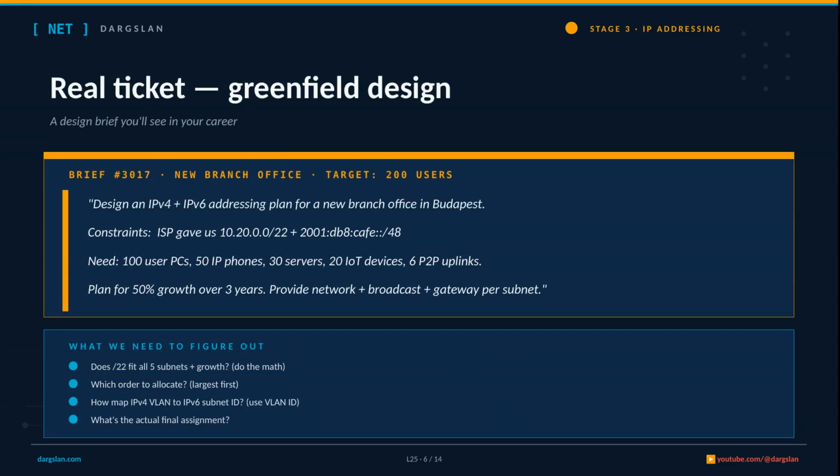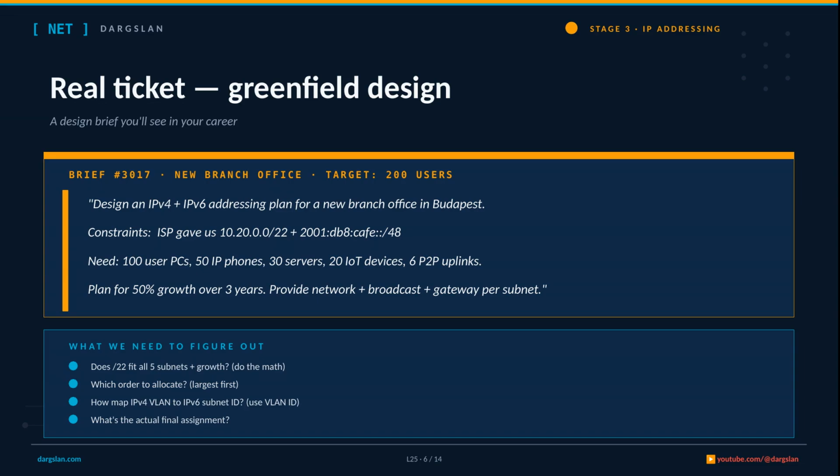So let's put those principles to work on something real. Brief 3017. Design a dual stack addressing plan for a new Budapest branch, 200 users with the ISP handing you a 10.20.0.0/22 on the v4 side and a 2001:db8:cafe::/48 on the v6 side. You've got 5 distinct host groups, PCs, phones, servers, IoT, and point-to-point uplinks, and you need 50% headroom over 3 years.